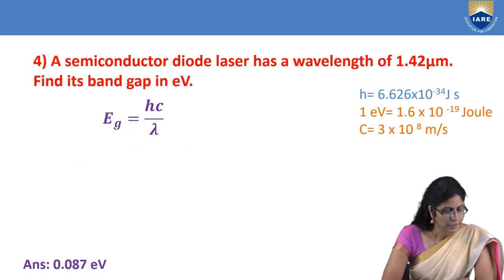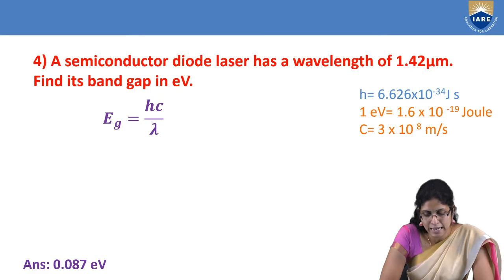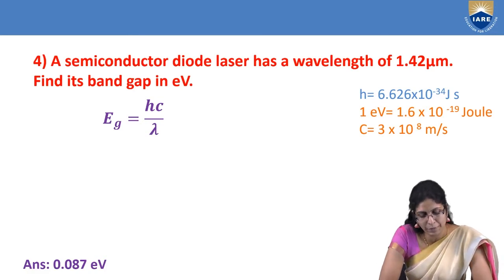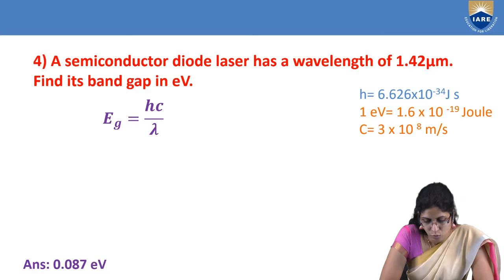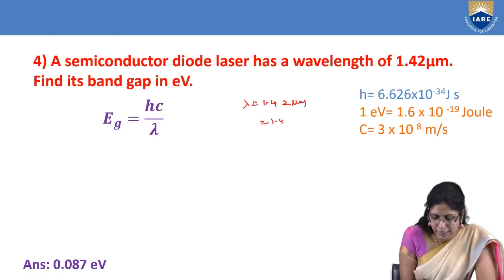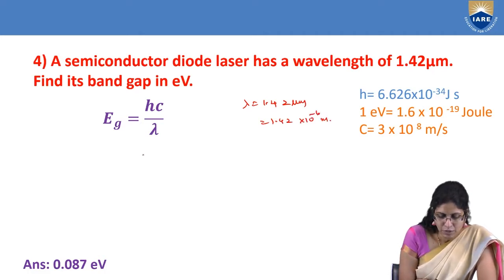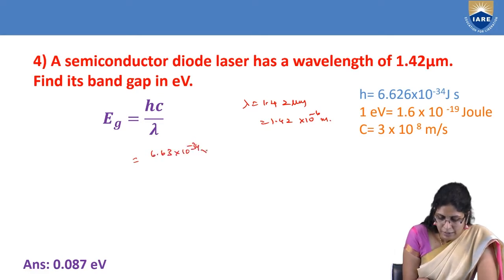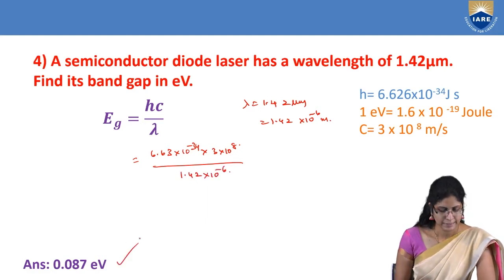The last problem: if a semiconductor diode laser has a wavelength of 1.42 micrometer, find its band gap in electron volt. The same way, you are given the wavelength as 1.42 micrometer; convert it into meters, 10 to the power of minus 6 meter, and you can just substitute 6.63 into 10 to the power of minus 34 into 3 into 10 to the power of 8 by lambda, which is 1.42 into 10 to the power of minus 6.